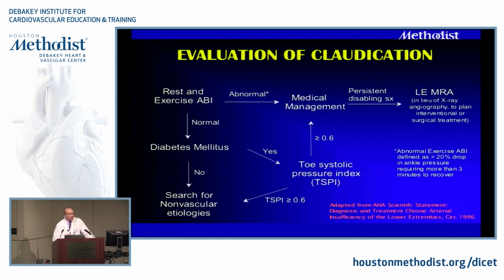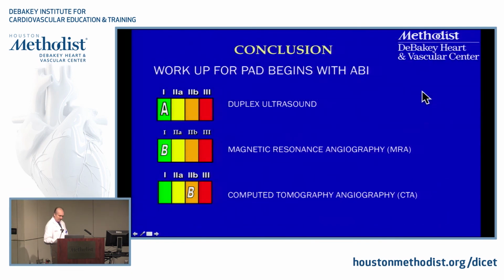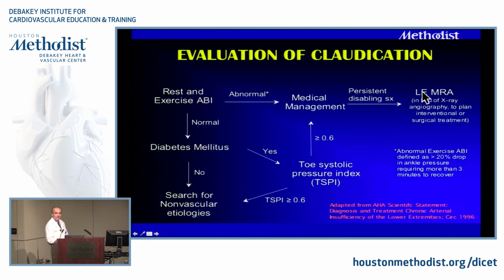Now, let me wrap up here. This is again the algorithm that you're going to want to utilize when you're evaluating patients with claudication. And again, it starts out with a rest ABI. And if that's normal, but the patient's coming in with leg pain symptoms, you want to proceed on to an exercise ABI. And if that is abnormal, then the initial step is really medical management. But if they have rest pain, signs of critical limb ischemia, such as non-healing ulcers, or if they have persistent disabling symptoms, so lifestyle-limiting claudication, then you would proceed on to some kind of anatomic imaging, whether it be MRI or CT, to define the anatomy and aid in surgical planning.